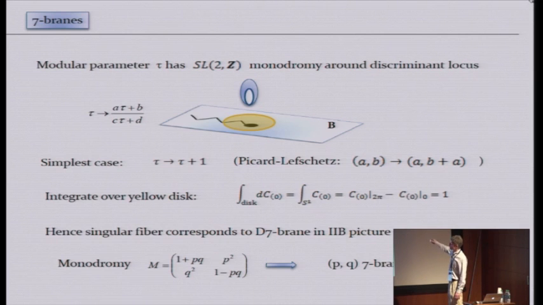But now what does this mean from the type IIB perspective? Well, let's take a little disk here. Let's take a circle bounding a disk, and let's take the axion and its field strength and try to integrate it over the disk. What I really want to do is integrate the axion around the boundary of this disk. Morally, that's this, but this can be singular in the interior. So now I want to compute the integral of the axion around this circle here, which surrounds this discriminant locus. But now remember that tau goes to tau plus 1, or equivalently, just above and below the branch cut, C jumps by 1.